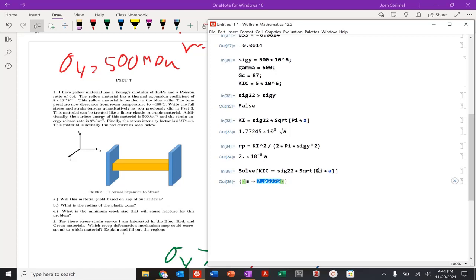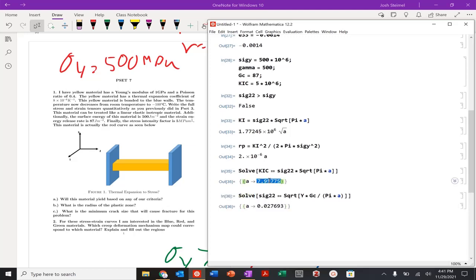I could also analyze this by solving for sigma22 set equal to the square root, again assuming, because this is a plastic, I could use my OR1 expression. So my Young's modulus times GC divided by pi times a. So I could also find that as well.